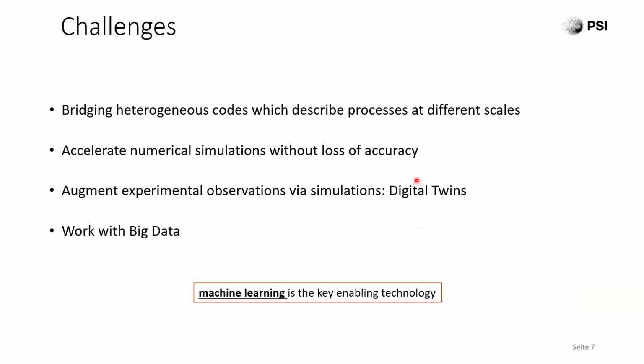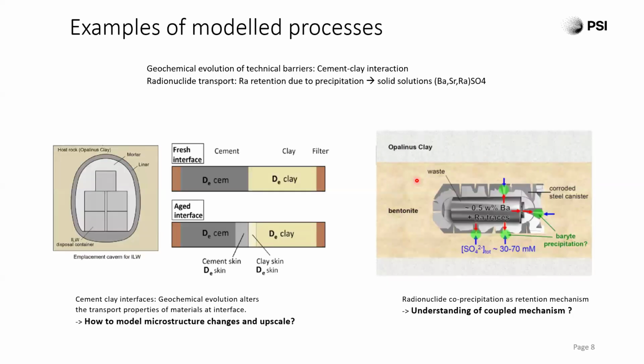So this brings us to the challenges behind this work. We have to find ways to bridge heterogeneous codes which describe processes at different scales. Then we have to accelerate all these numerical calculations without losing accuracy if possible. Regarding the experiments, we hope to augment the experimental observations by creating these digital twins. Just some examples of modeled processes you see up there.